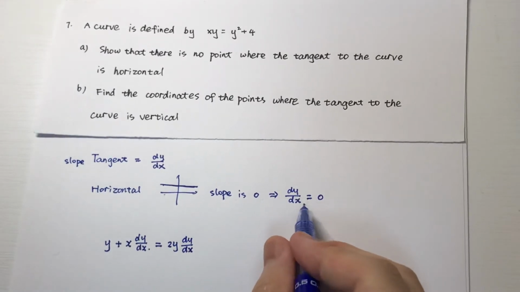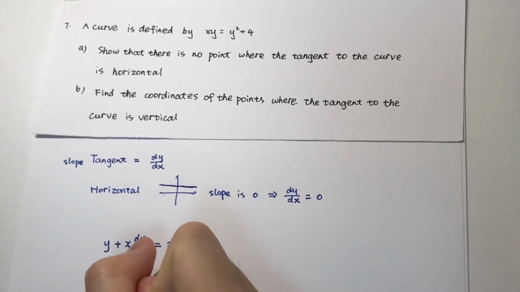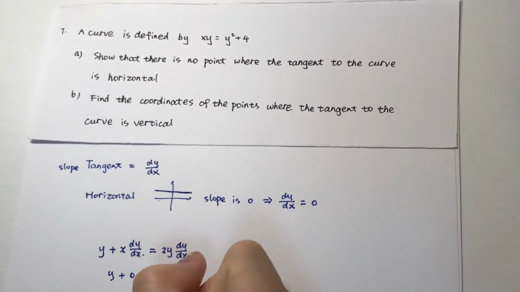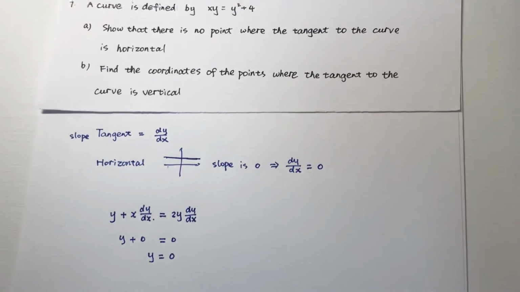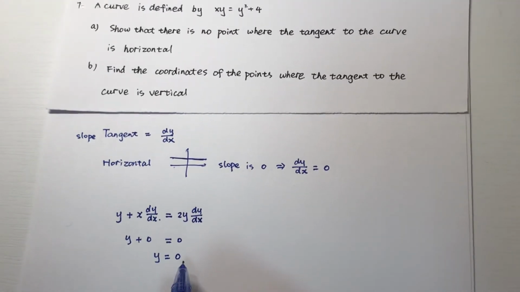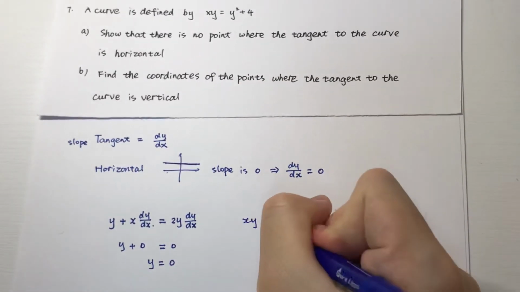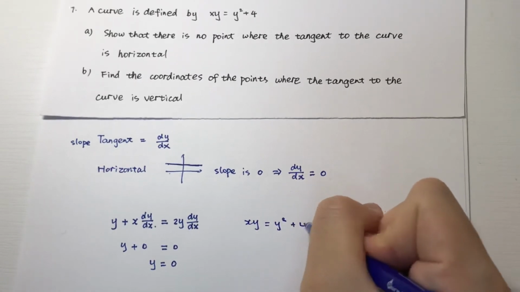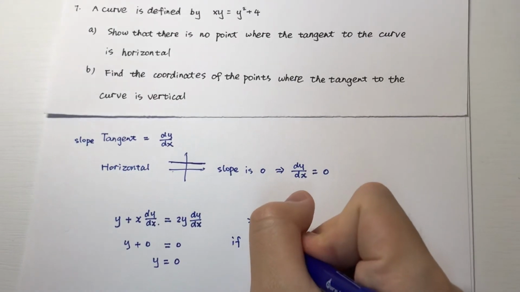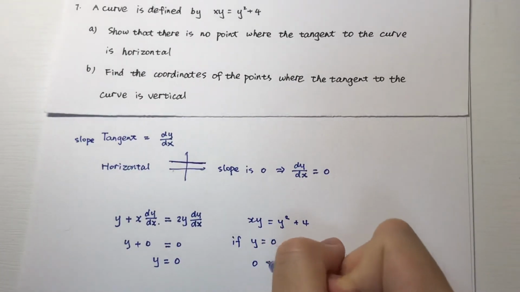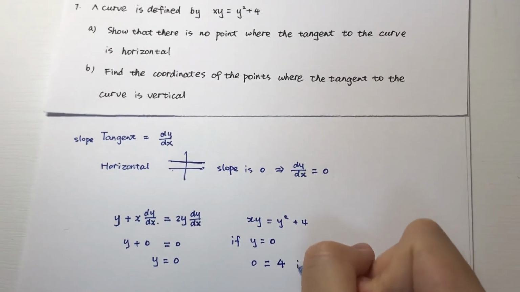So if dy over dx is 0, take dy over dx equals 0 into the equation. So y plus 0 is 0, so y equals 0. Why doesn't this make sense? Because when we put y equals 0 into the equation xy equals y squared plus 4, the left hand side, whatever x is, x times 0 is 0, and the right hand side is 4. So that is impossible.